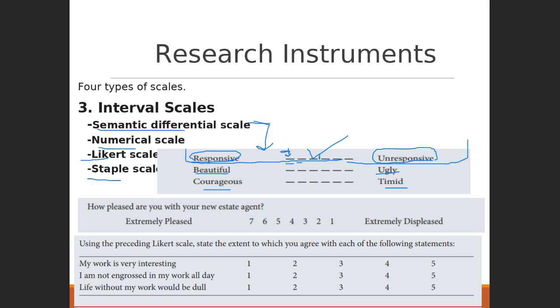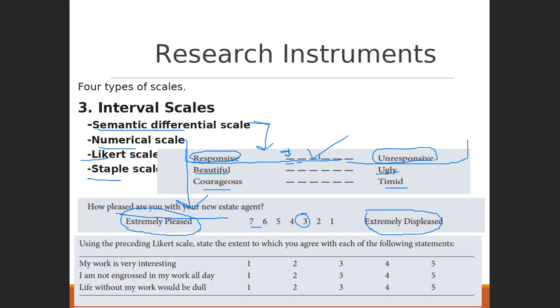The numerical scale is similar to the semantic scale, the difference being that numbers on a 5-point or a 7-point scale are provided with bipolar adjectives at both ends of the scale. Like this is the numerical scale. How pleased are you with your real estate agent? So again, there are bipolar adjectives: extremely pleased, extremely displeased. Depending upon your preference, you can choose the most appropriate answer. For instance, you are not that much displeased, but you are leaning towards displeasure, so you can choose three.